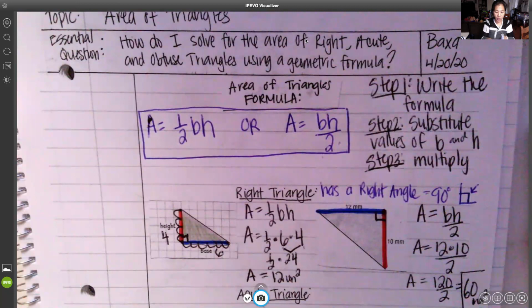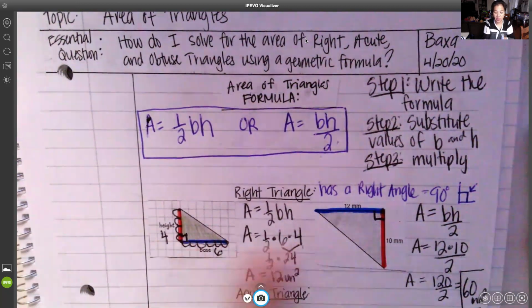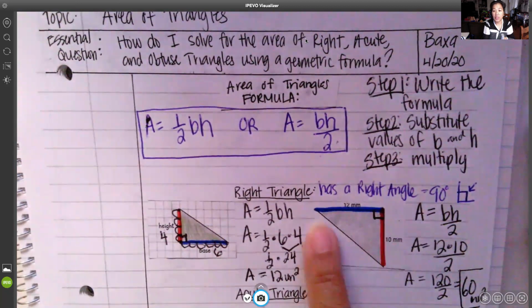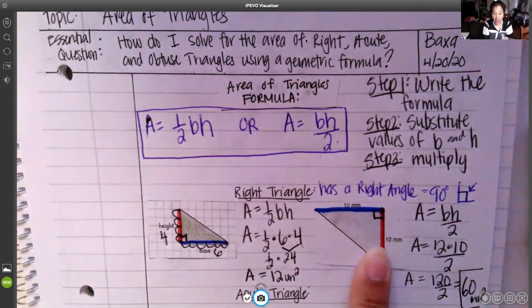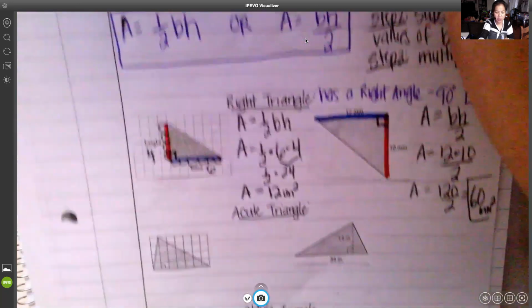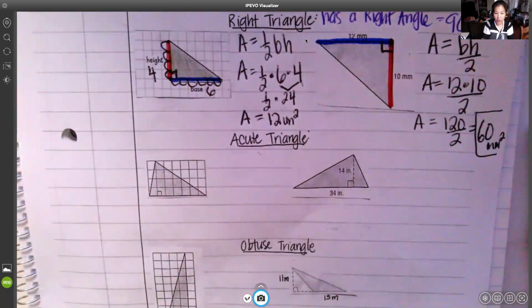So yesterday we focused on the right triangles, okay, because those ones were a little bit easier because the right angle is easy to see, so we can easily find the base and the height. Today we're going to focus on the acute and obtuse triangle. And you should have learned what acute and obtuse is in your previous grades, but I will review it as we go along.